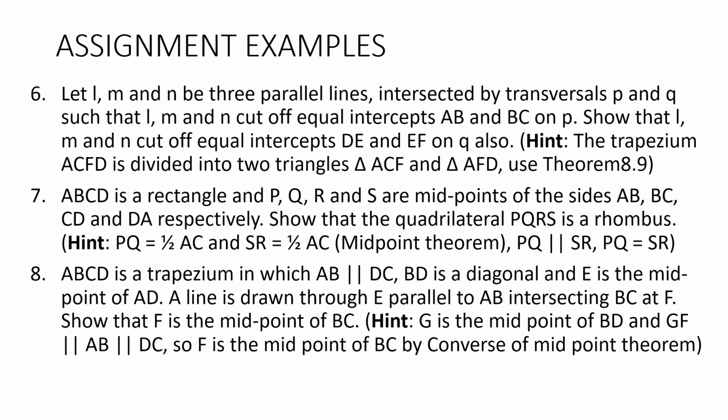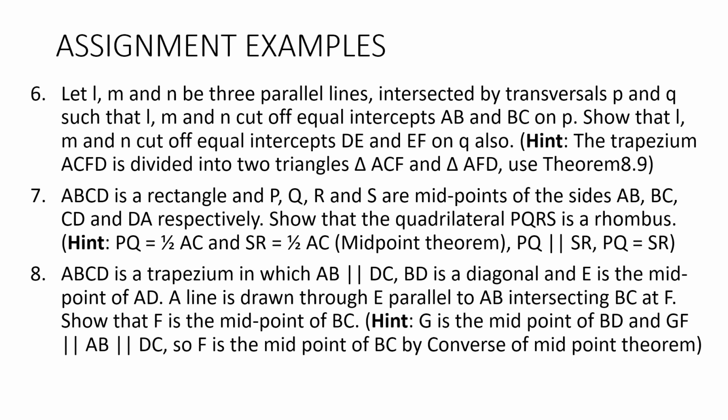Seventh one, ABCD is a rectangle and P, Q, R, S are midpoints of the sides AB, BC, CD and DA respectively. Show that the quadrilateral PQRS is a rhombus. Hint is PQ will be half AC, same way SR half AC by midpoint theorem. PQ is parallel to SR and PQ is equal to SR, which will give you PQRS as a rhombus.